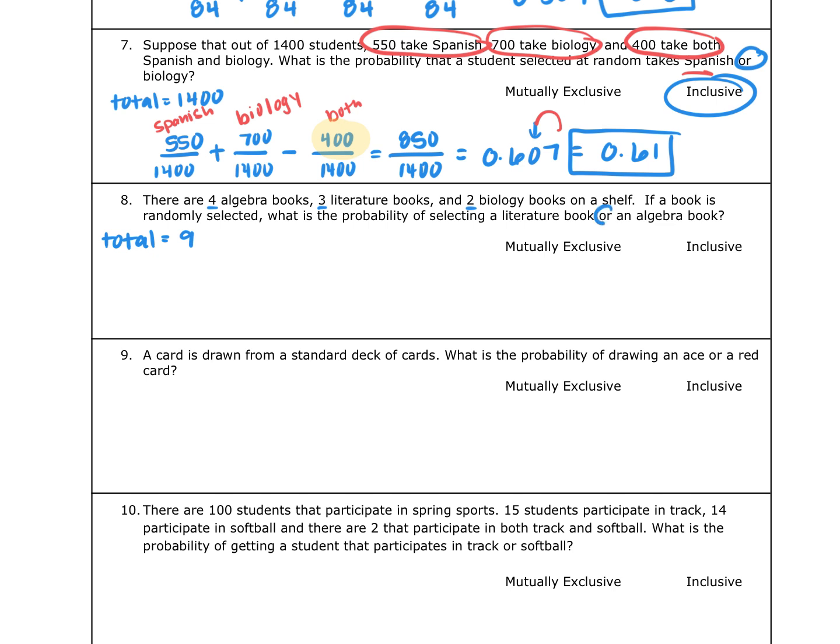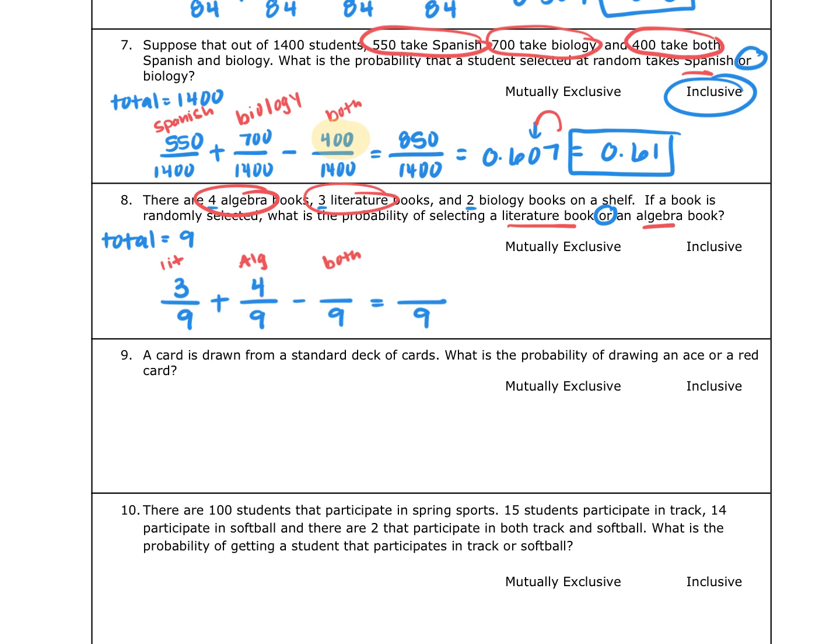or an algebra book? Okay, or tells me I'm doing this plus this minus this equals this. My total goes on the bottom, so 9, 9, 9. Okay, I'm going to look at either side of my or. So this one I want a lit book, and this side I want an algebra book, and then this one is both. Okay, the first one is literature, so it says there's 3 literature books. The next one says there's algebra, and there's 4 algebra books.